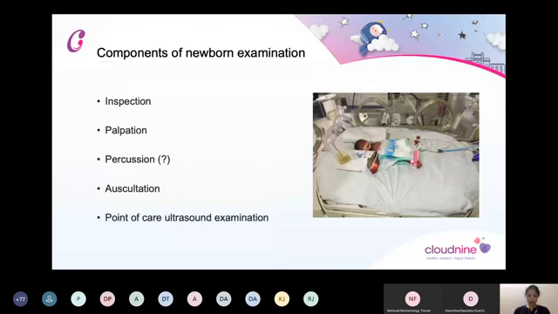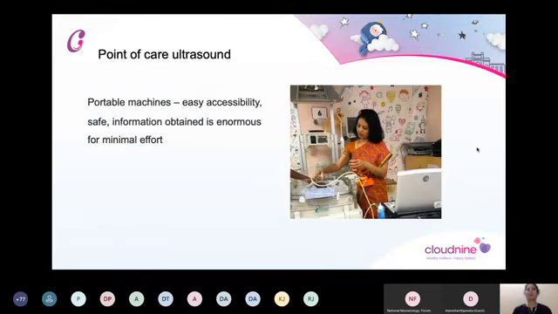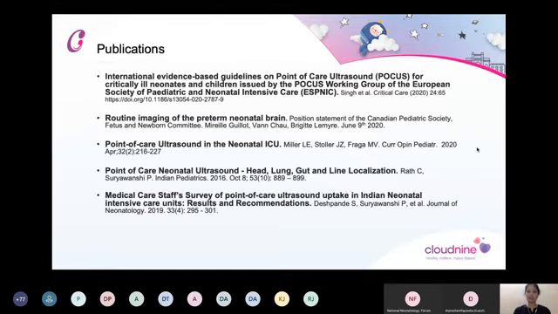Now, I'd like to mention that point of care ultrasound has become part of the components of newborn examination. It's included because of the availability of portable ultrasound machines, which are easily accessible and safe to use, and the information obtained from these examinations is enormous for the minimal effort that you put in. A lot of people have started doing point of care ultrasound now in all the countries across the world.